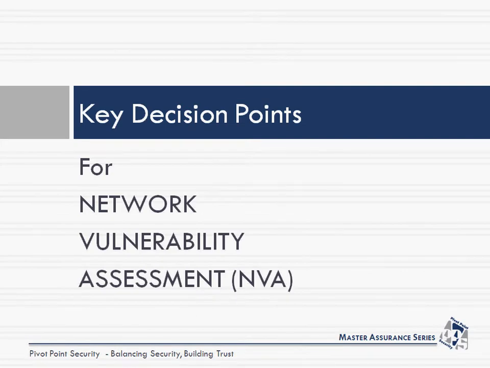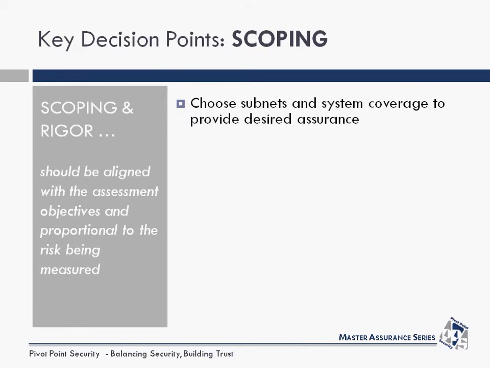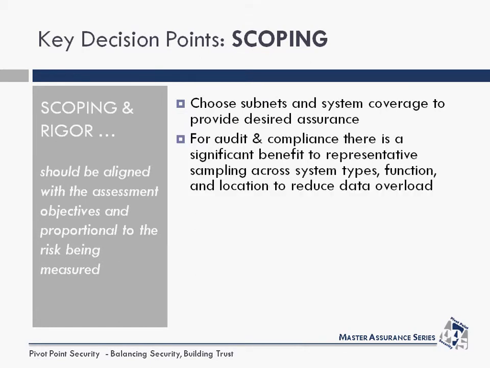So what are the key decision points for a network vulnerability assessment? First and most critical is definitely scoping, right? What we want to do here is make sure we understand what our objectives are, and make sure that we're going to choose the subnets and systems necessary to provide the assurance we require or to achieve those objectives. Also, we want to make sure that the extent and rigor of our testing matches up with the risk that the systems are subject to.